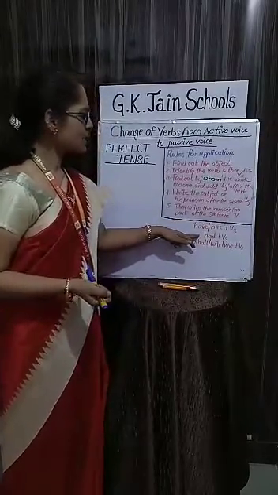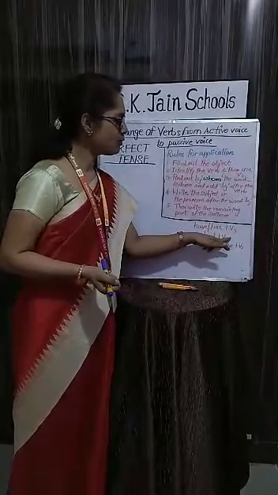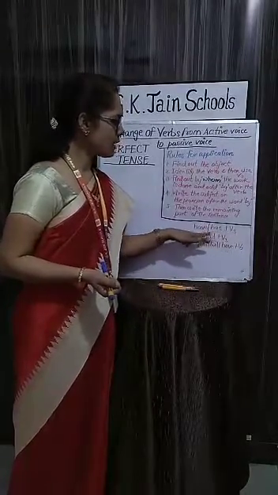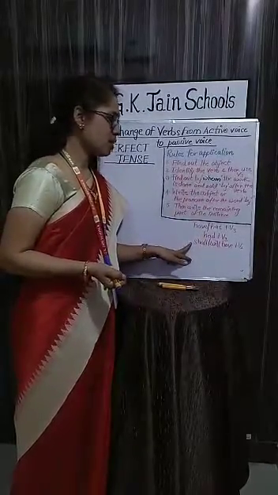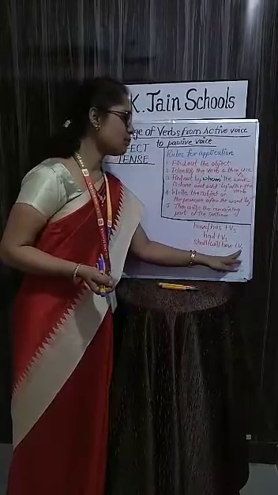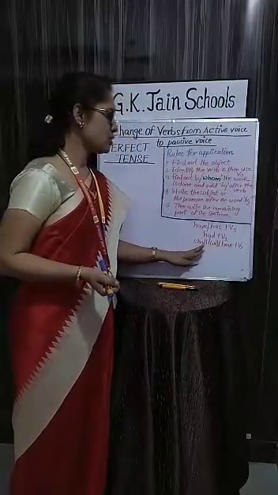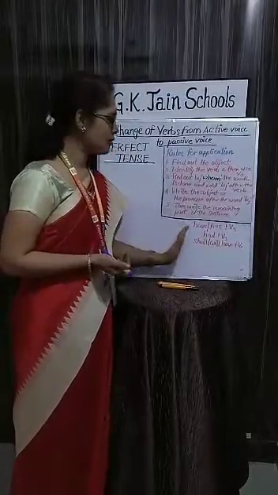In the past perfect tense, also the verb will be in the past participle form, and before the verb you can find the word had. In a future perfect tense, also the verb will already be in the past participle form, and before the verb you can find the words shall have, will have. So you can remember this to identify the perfect tense.